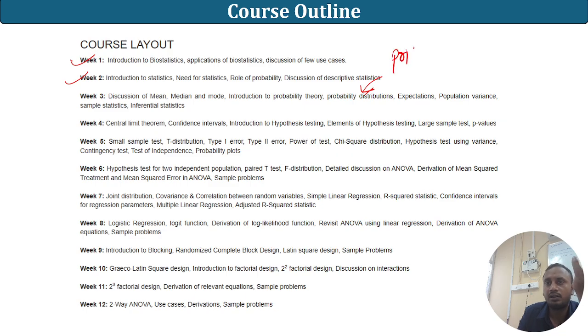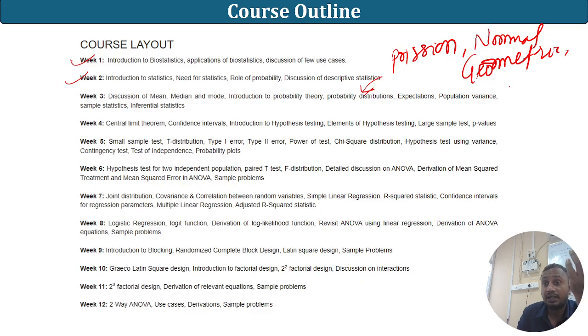The distribution will be Poisson, maybe normal, geometric, or maybe harmonic, or other types. Then we'll see the expectation. Expectation is going to be derived from the mean itself. First expectation, second, third, then population variance. Then we'll start with the inferential statistics.